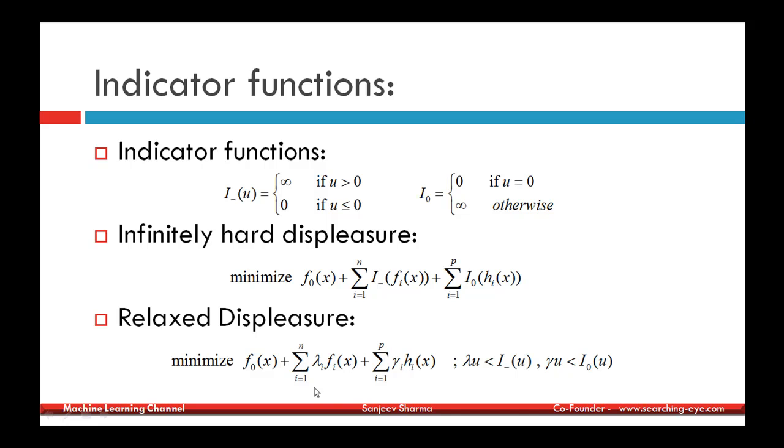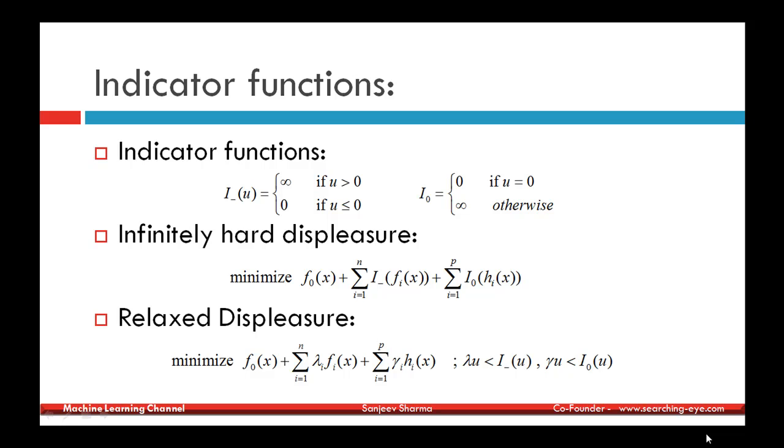And here, as we can see, if f_i violates the constraint, then for lambda_i greater than 0, this value is going to be positive. And if h_i is not equal to 0, then by solving the dual problem, we will get the gamma_i that will make this value positive. So instead of expressing infinitely hard displeasure, we are actually introducing a relaxed displeasure, which is not infinite. We can allow the violation of the constraints. So this is what the dual problem is about.